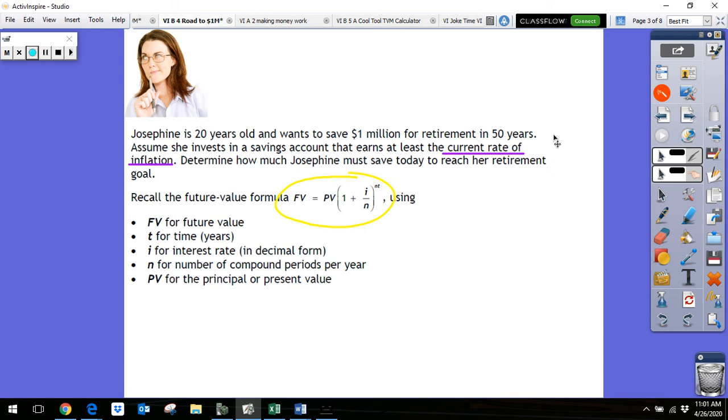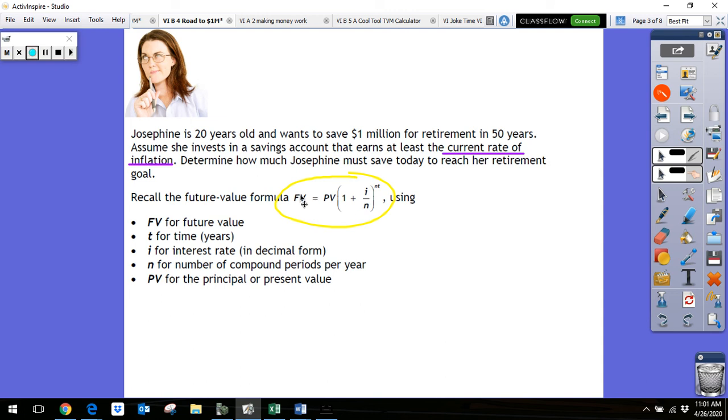She wants to save $1 million for retirement in 50 years. Assume she invests in a savings account that earns at least the current rate of inflation. Well, in 2020, that's all over the place, so we're just going to make up a number for today. Determine how much Josephine must save today to reach her retirement goal. And we're going to use the regular old formula.